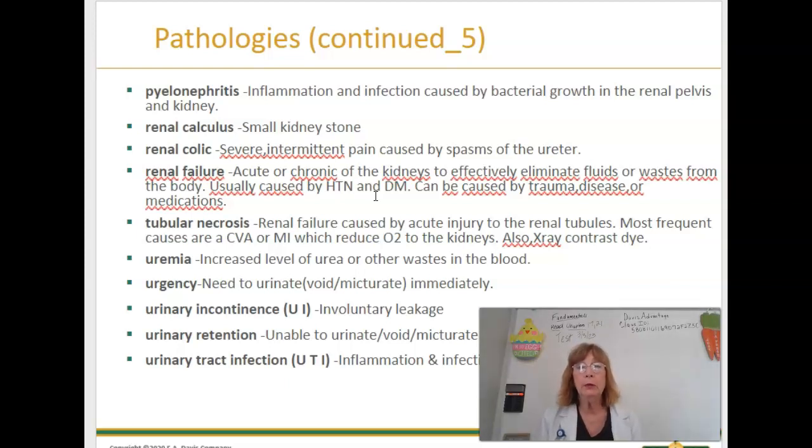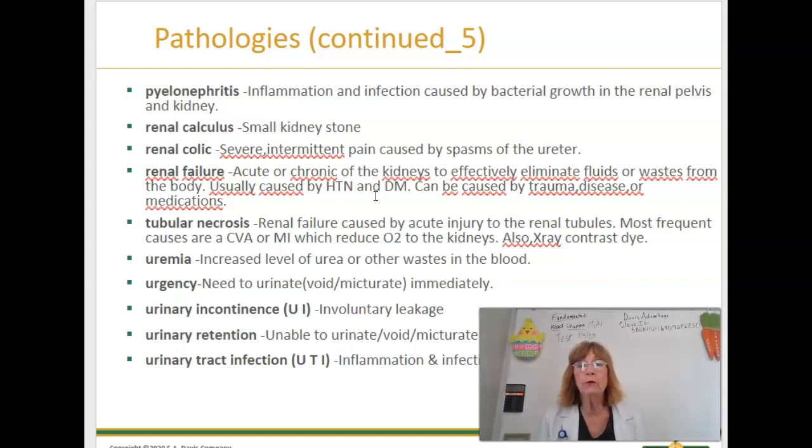Renal failure can be acute or chronic. It can be caused from surgery. It can be caused from medication. Sometimes the renal failure can be flipped around to acute, but then sometimes it remains chronic.